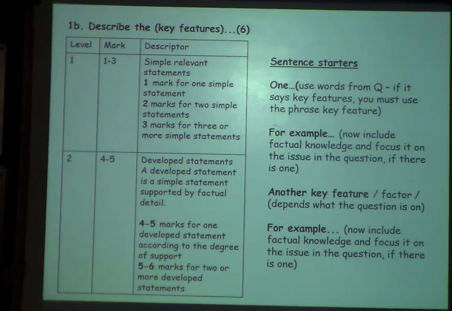Question 1b is going to start describe the, and it will probably be key features. Now you need to provide 2 key features. Your 6 marks are for 2 or more developed statements. You need to use the sentence starters. One, and it's probably going to be one key feature, is for example. And after the example, you need to give factual knowledge. Then you've got to do it for a second time. Another key feature is for example.